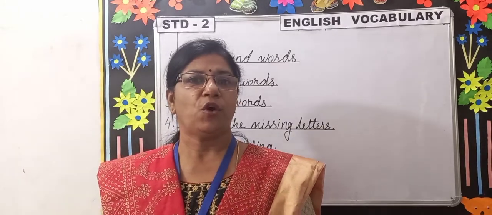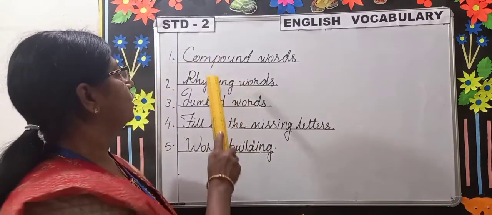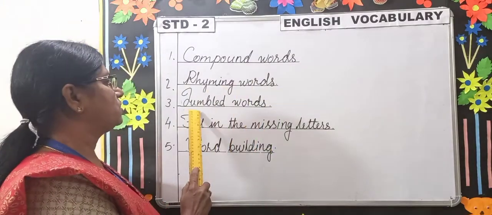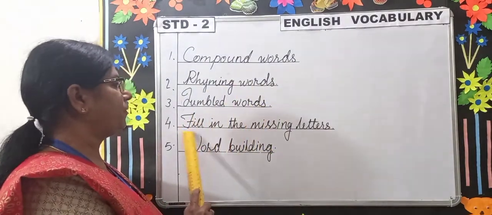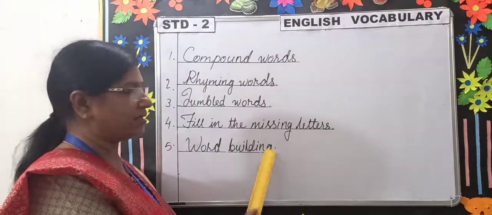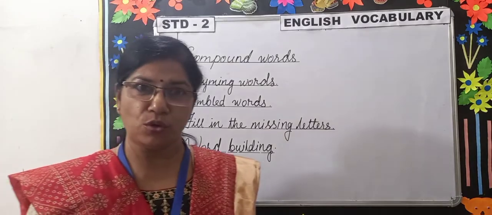Today, I am going to teach you 5 topics. They are compound words, rhyming words, jumbled words, fill in the missing letters, word building. These are from your spelling list. So, children, let us do one by one.